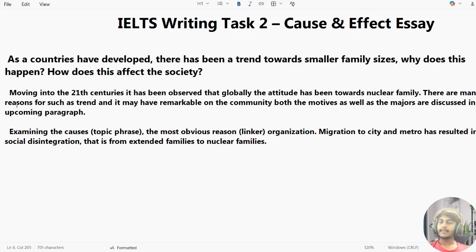First, we are examining the causes. It is a topic phrase, the most obvious reason, linkers, organization. Migration to city and metro has resulted in social disintegration, that is from extended family to nuclear families.